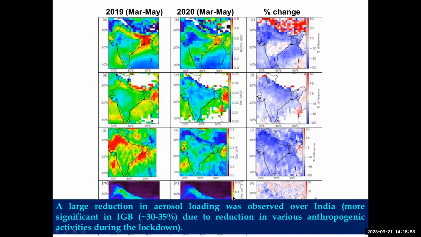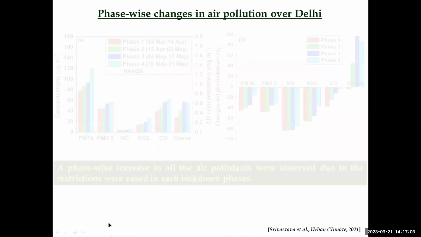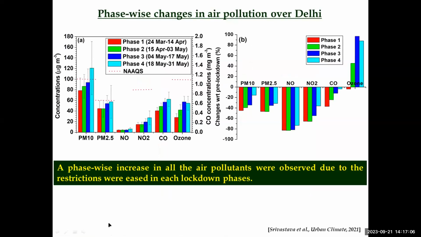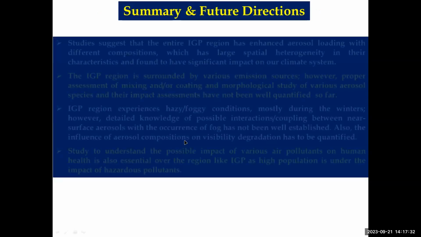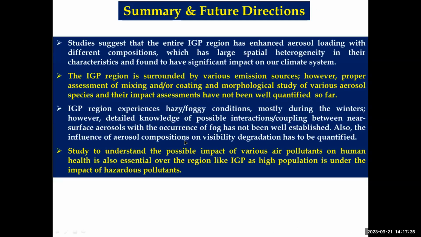That is because of various anthropogenic activities. However, we have done some phase-wise study because the lockdown was imposed in four different phases. You can see a phase-wise increase in all the air pollutants due to the restrictions being eased in each lockdown phase. You can see the PM10 level increased from 80, and it crosses the threshold value in the last phase of lockdown. So with this, I come to the end of this talk, and the summary and the future direction.